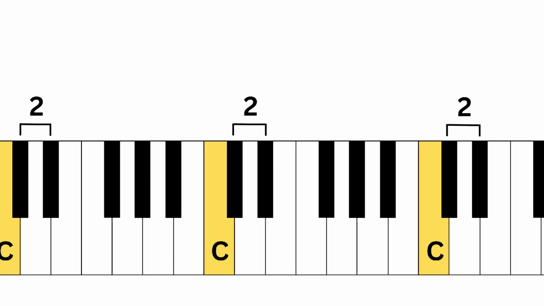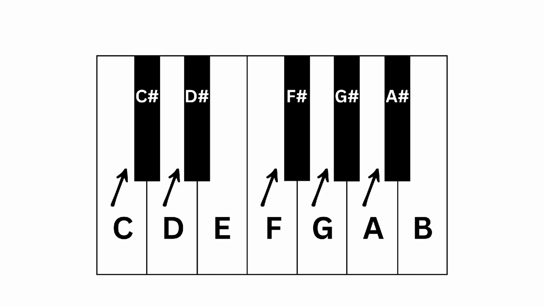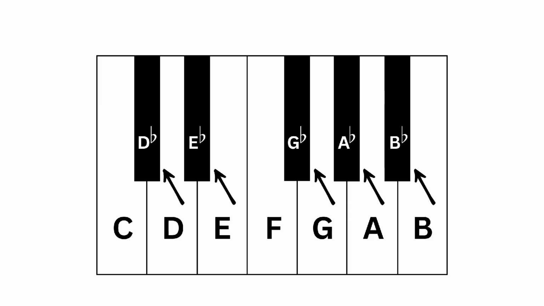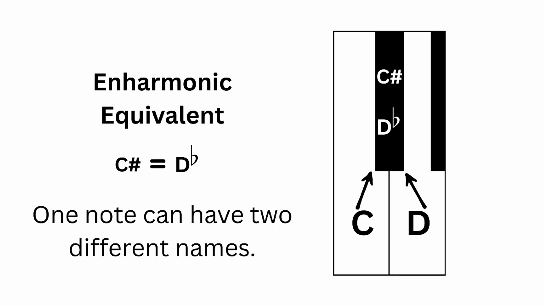Let's review. The note to the left of the two black keys is always C. The note to the left of the three black keys is always F. As we go up the keyboard, we name each black key using its sharp name. And as we go down the piano keyboard, we name each black key using its flat name. Each black note has two names, a sharp version and a flat version. We call these enharmonic equivalents. One note can have two different names.